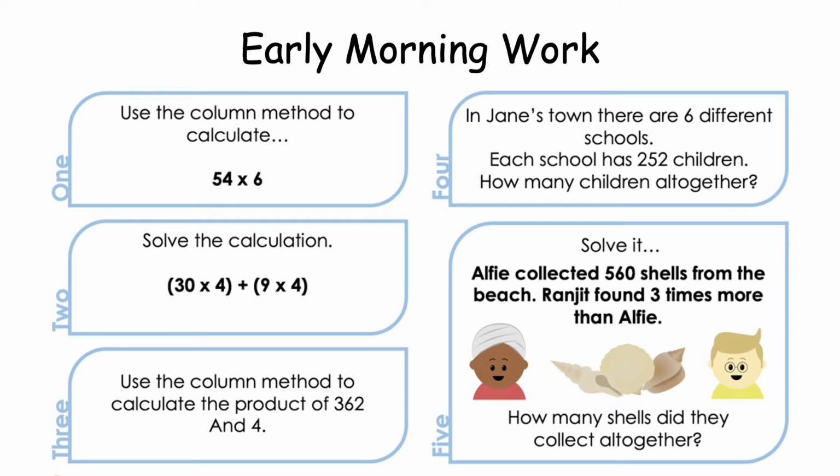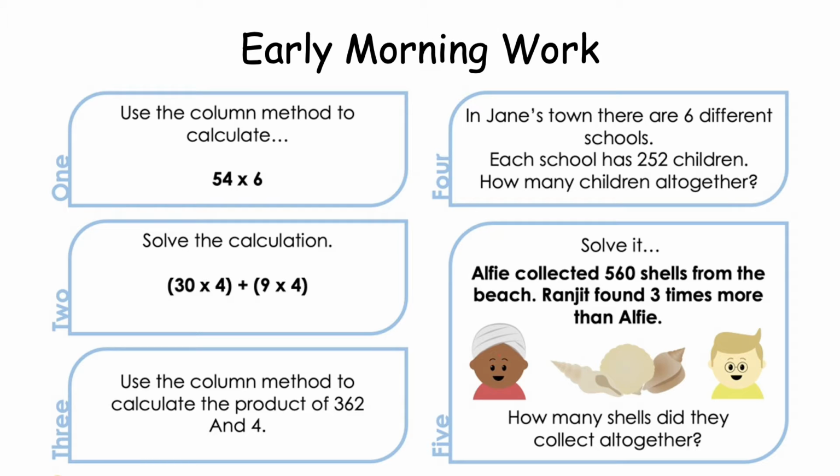Number 3, use the column method to calculate the product of 362 and 4. Remember what the product means? What calculation method are we using? Number 4, in Janestown, there are 6 different schools. Each school has 252 children. So one school's got 252. So how many do 6 schools have? What calculation method are you going to use? How many children are there all together?